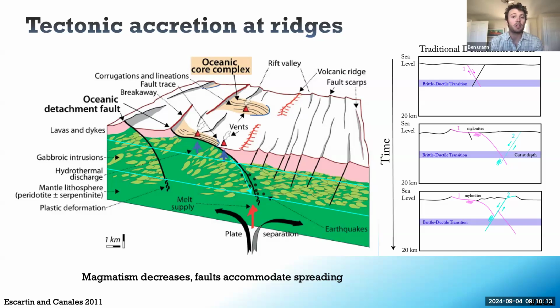And so this is what we see when we go out in the field and actually look at these various areas, whether it be Kane, Atlantis Massif, Cayman, 16 North, et cetera.